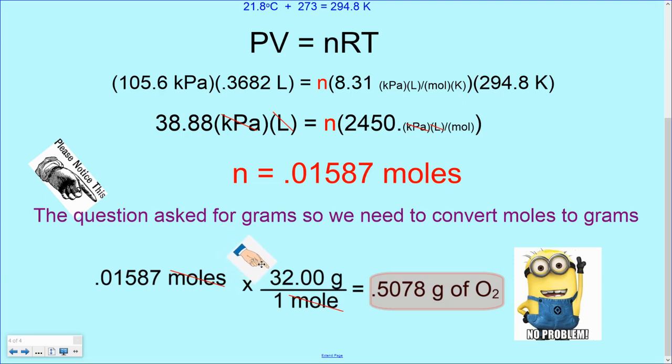Remember, there are 7 of them. Hydrogen, oxygen, nitrogen, fluorine, chlorine, bromine, and iodine. They're all diatomic. So since oxygen is diatomic, its molar mass is going to be 32, not 16. So we convert moles to grams. I watch my sig figs. Placeholder 4 sig figs. Does not control my sig figs. My answer is 0.5078 grams.